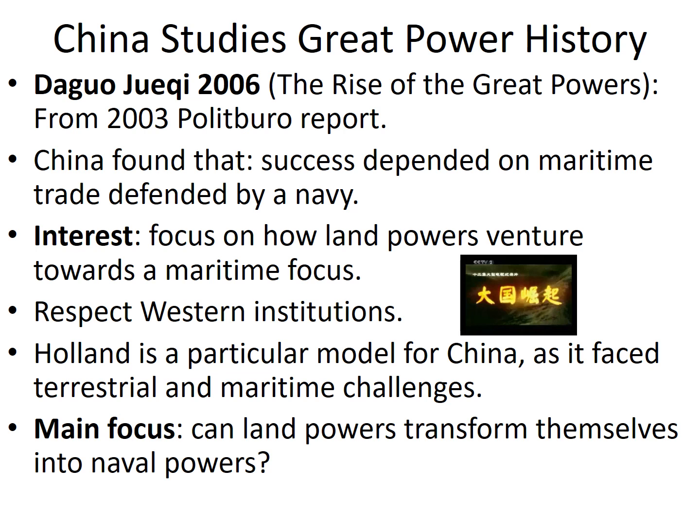So Holland is a particular model for China because it faced both terrestrial and maritime challenges. And of course, in the history of the Netherlands, there was a distinct move away from democracy towards being ruled by a monarchy in order to unite the provinces. And so you can see this assumption that all countries are moving towards liberal democracy is not always true. Countries under military threat can revert to authoritarian systems of governance and replace democracy when people feel insecure. And Holland was under constant threat from France and their allies. So China's main focus was, can land powers transform themselves into naval powers?